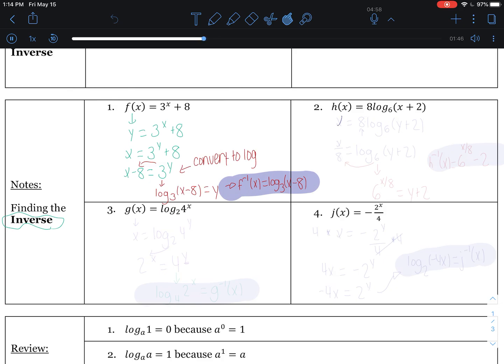H of x, so we're going to switch x and y. I'm going to do that right away. x is equal to 8 times log base 6 of y plus 2 now. Now, the first thing I'm going to do is this 8 is being multiplied by log, so I'm going to divide both sides by 8.